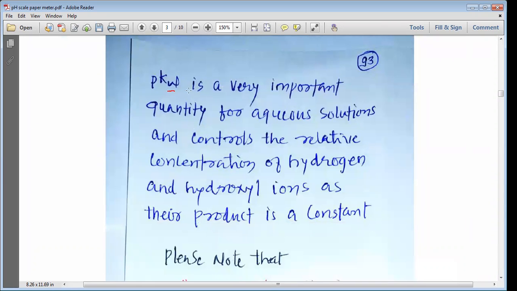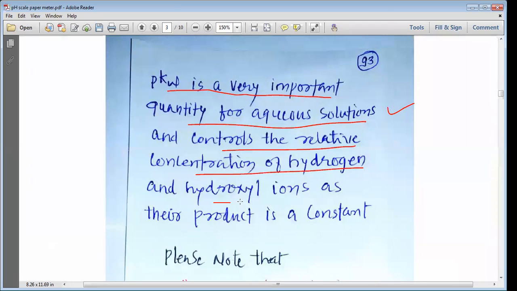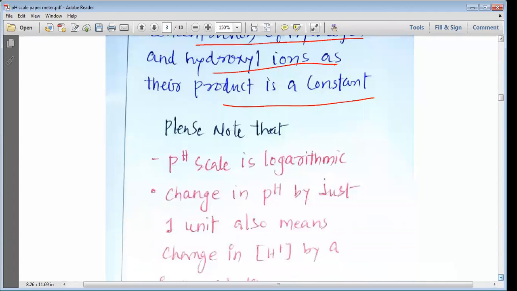Now pKw is a very important quantity for the aqueous solution. Please remember, my dear students, that pKw is a very important quantity for the aqueous solution and controls the relative concentration of hydrogen ions and hydroxyl ions. So that is what it controls, the relative concentration of H plus and OH minus, as their product is a constant. So the product of the concentration of H plus ion and the concentration of OH minus ion is always constant, and that is what has the value 10 to the power minus 14.